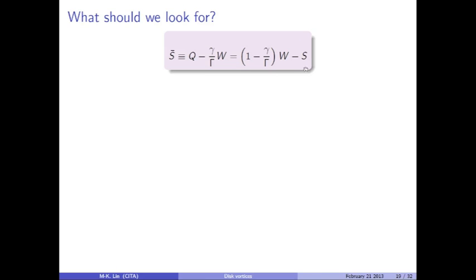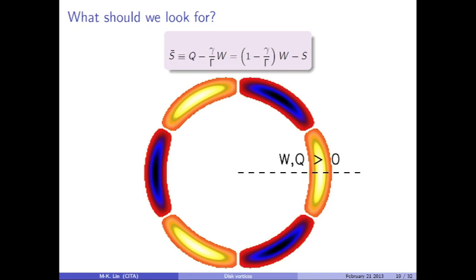So S bar is this, and we can go back to basics and think about what the instability does. Well, it tries to make overdensities, right? It takes an axisymmetric ring and turns it into a non-axisymmetric structure. So we have these non-axisymmetric blobs. I'm going to focus on an overdensity or overpressure here. So this means I'm considering a region where W and Q are both positive.